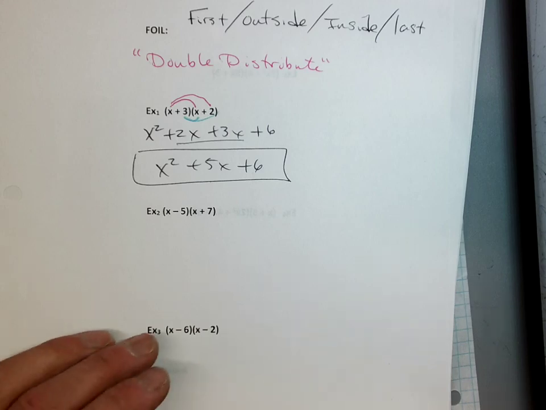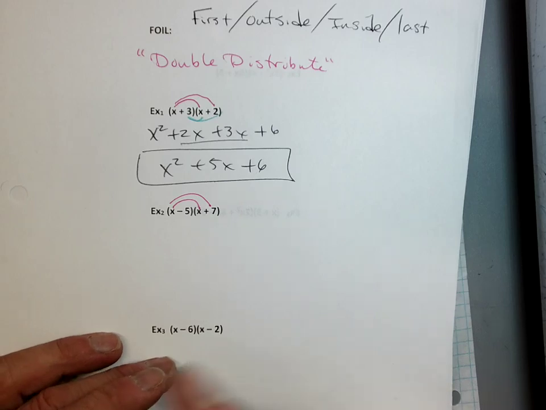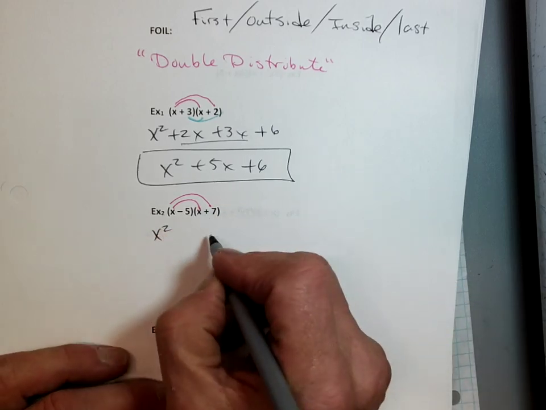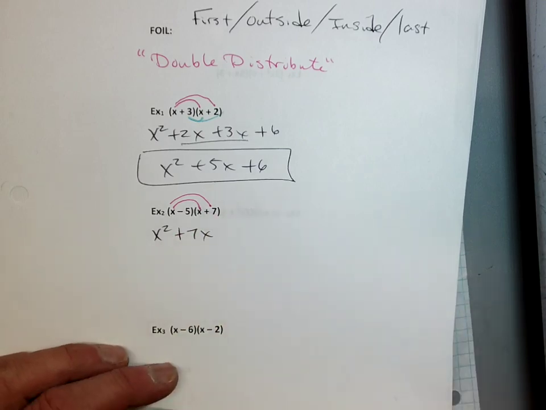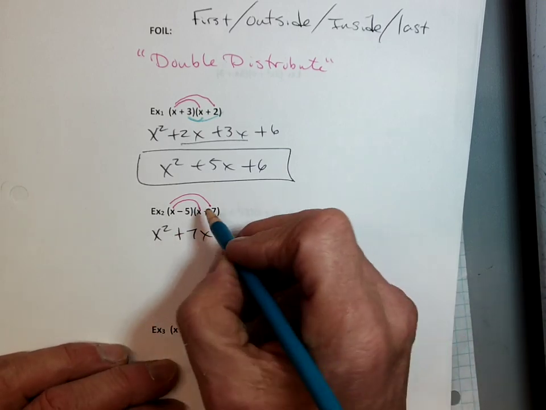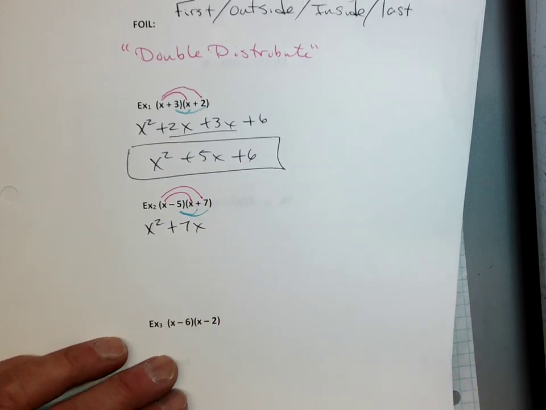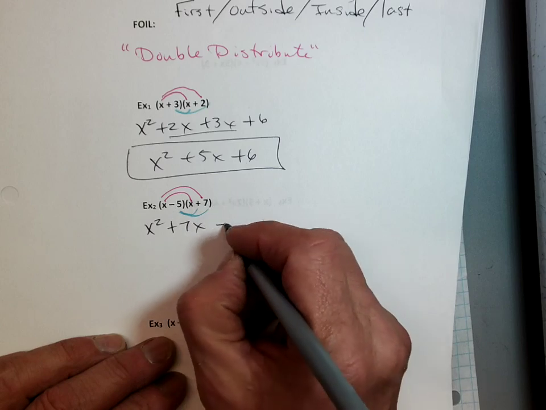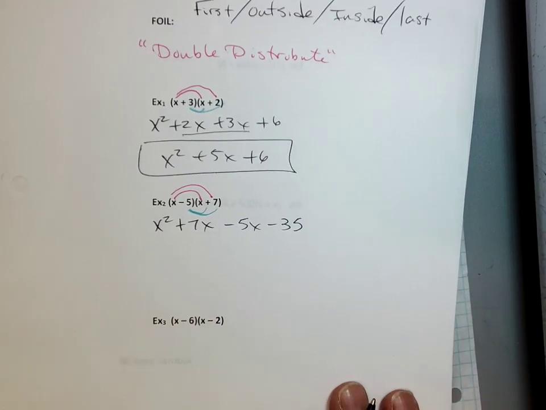Number 2 is the same stuff, except we have to be careful with our negatives. We're going to double distribute x times x plus 7, which is going to give me x times x is x squared, and x times a positive 7 makes a positive 7x. I also need to multiply through the negative 5. Negative 5 times x, negative 5 times 7 is going to make a negative 5x and a negative 35, because we're multiplying, right?